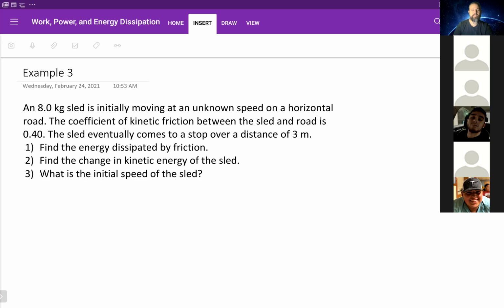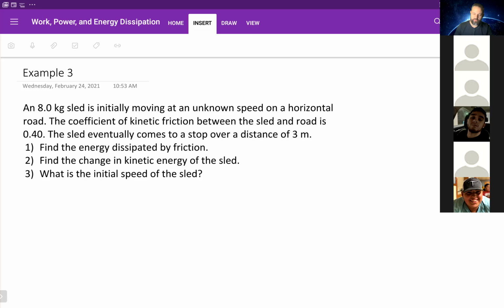Example 3 says an 8-kilogram sled is initially moving at an unknown speed on a horizontal road. The coefficient of kinetic friction between the sled and the road is 0.40. The sled eventually comes to a stop over a distance of 3 meters. Find: 1, the energy dissipated by friction; 2, the change in kinetic energy of the sled; and 3, what is the initial speed of the sled? So we're trying to figure out v1.